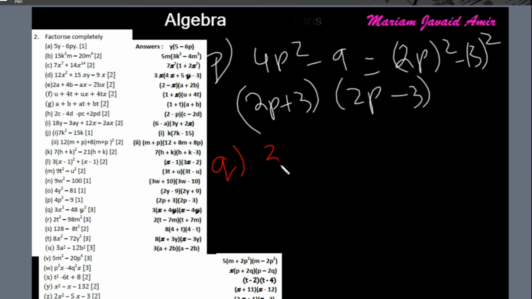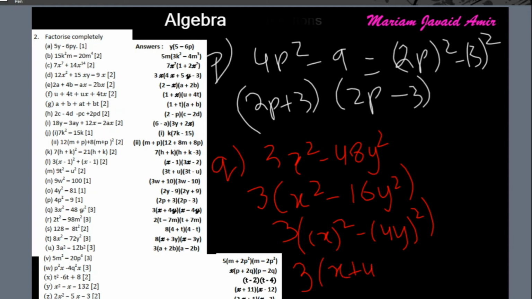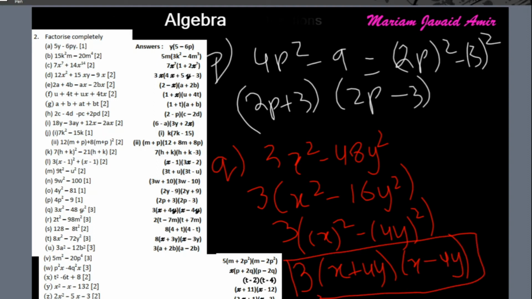Part Q is 3x square minus 48y square. So take 3 common. So we're left with x square minus 16y square. Now write this as x whole square minus (4y) whole square. So this becomes a square minus b square, which we open as (a plus b)(a minus b). This is the answer for part Q.